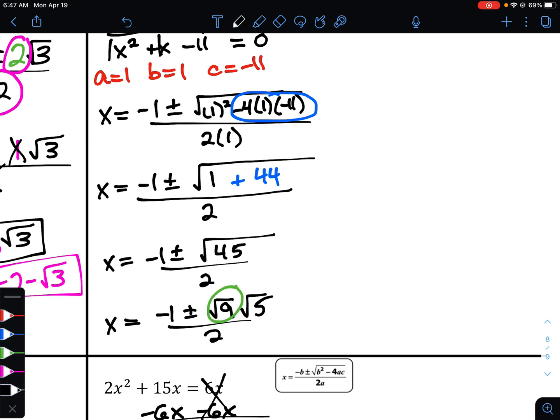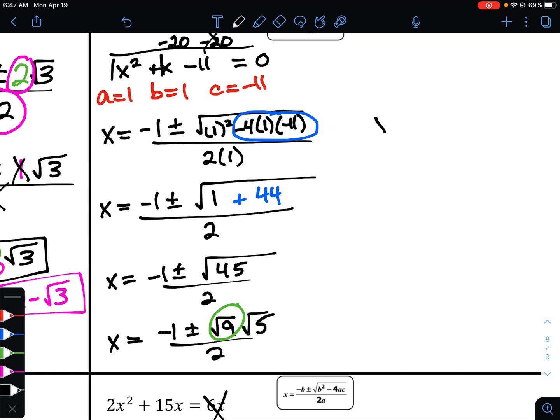Next, we'll go ahead and see if we can simplify. We'll look at that square root of 9 in particular, because we know the square root of 9 is just 3. So we'll say negative 1 plus and minus. We'll replace that square root of 9 with a 3, and then go ahead and copy down the rest. So the square root of 5 over 2.